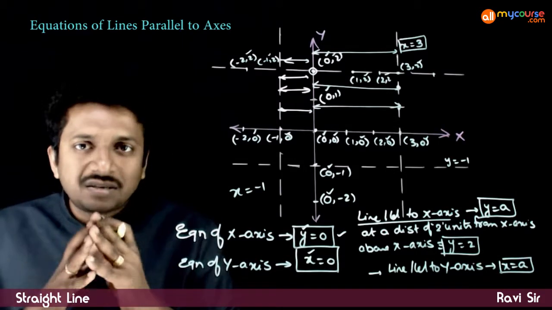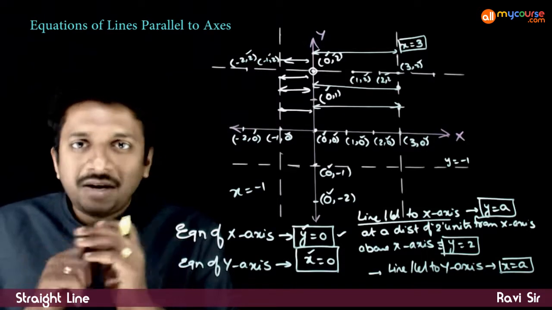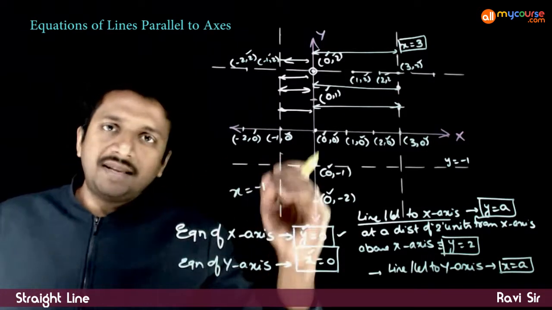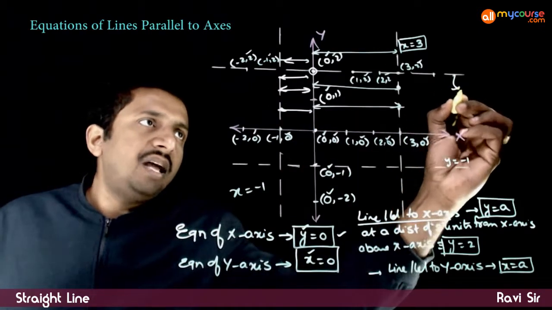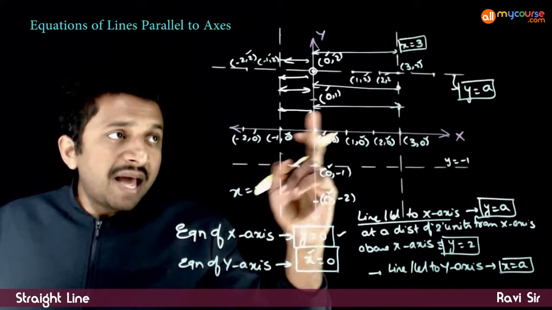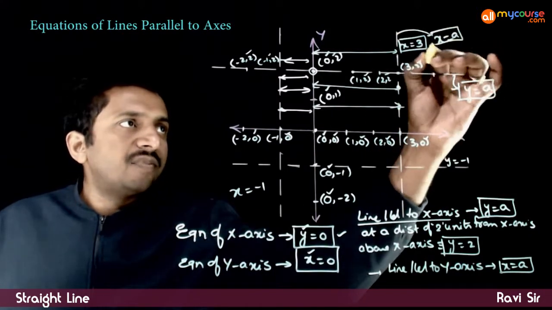So this is about the equations of lines parallel to x-axis and parallel to y-axis. What you need to learn is, if a line is parallel to x-axis, the equation will look like y is equal to some constant. If the line is parallel to y-axis, the equation will look like x is equal to constant.